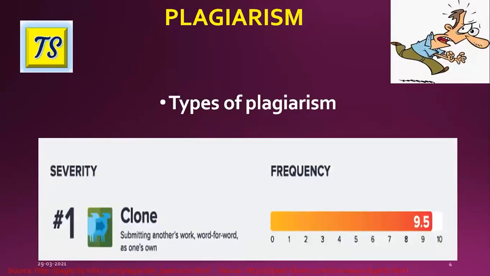The first type you are watching is called clone type plagiarism. Type 1 is called clone type. In this type, you are submitting another's work word by word. There is no change. If you see what changes you have made in the thesis, just the wrapper and your name have been changed. The rest of all the items have been represented as they are. This type is identified as clone type. See the frequency. Out of 10, a 9.5 frequency reflects that clone type plagiarism is often traced by the Turnitin package.